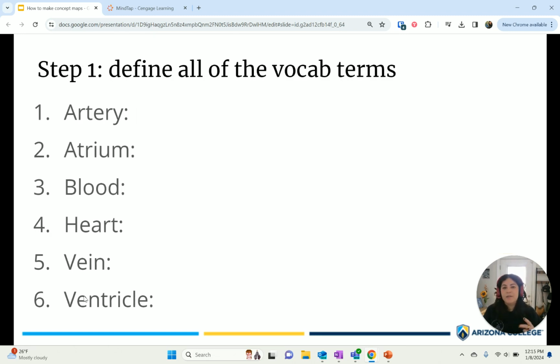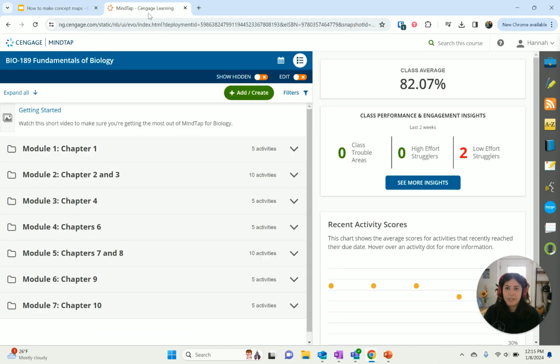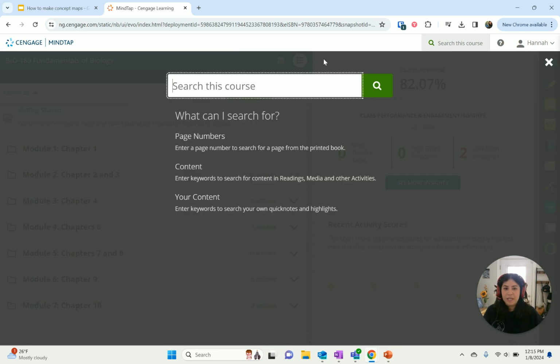Okay, so step 1 is you want to define all of the vocab terms. A really easy way to do this is go to Cengage or MindTap, which is your online textbook. Yours should look something roughly like this. You're not going to have this little side panel. But in your version also, there should be an option for you to search inside the textbook.